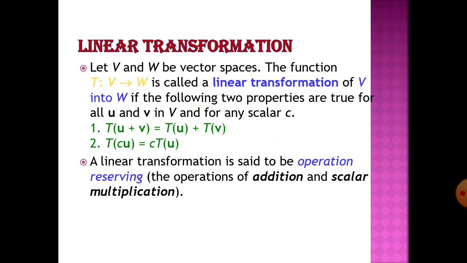Next, the definition of linear transformation. Let me take two vector spaces V and W. The function T from V to W is called a linear transformation of a vector space V into a vector space W if the following two properties are true. The first property is T of u plus v is equal to T of u plus T of v, and the second property is T of cu is equal to c times T of u, for all u and v in domain V and for any scalar c. A linear transformation is said to be operation preserving because of the operations of addition and scalar multiplication.